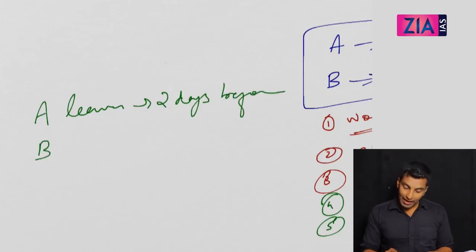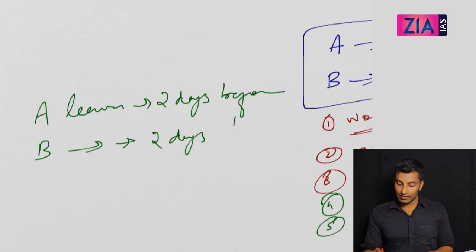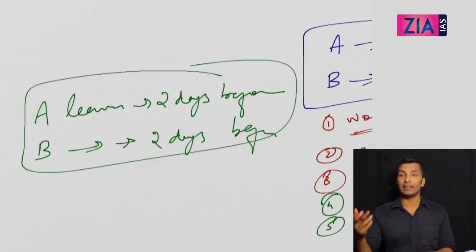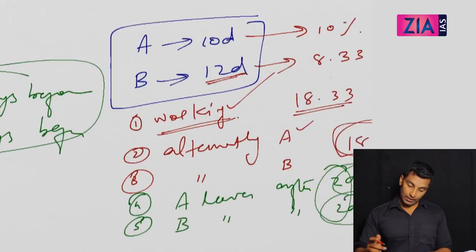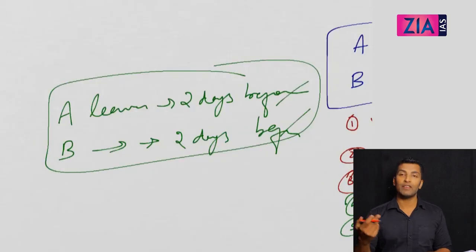Or I tell you, B leaves 2 days before the work is completed. This is the info. Find how many days they work together. Or how many days the work is completed. So these are the questions 1, 2, 3, 4, 5, 6, 7. Just making questions. Anyone can do this.